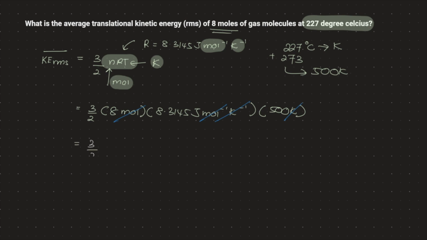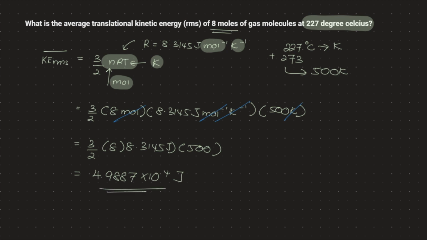Therefore, it's equivalent to 3 over 2 times 8 times 8.3145 times 500. This one has joule for the unit. So you will get 4.9887 times 10 to the power of 4 joule. So this is the final answer for the sixth question. Let's move on to question number 7.